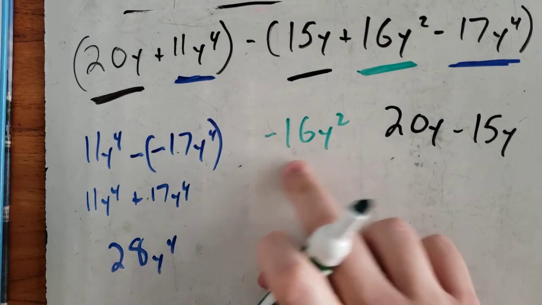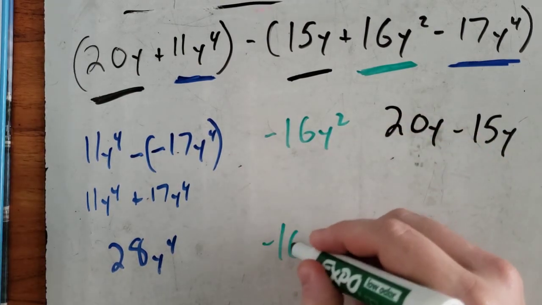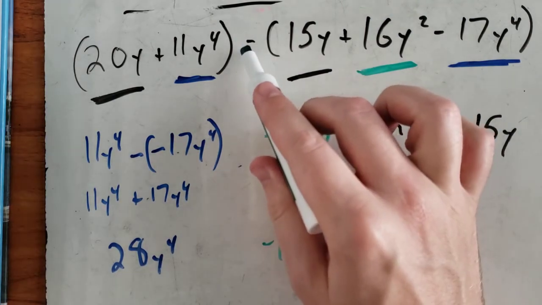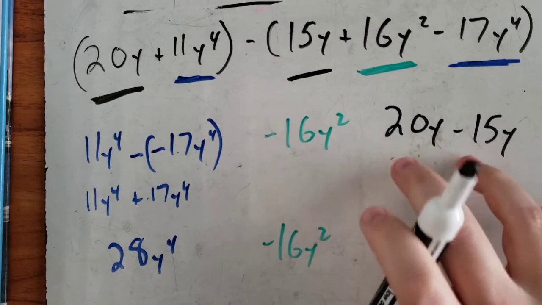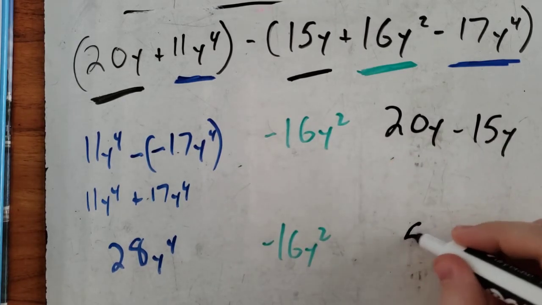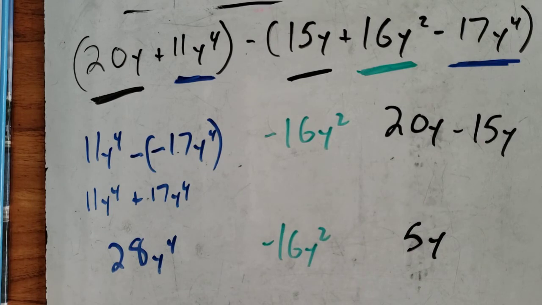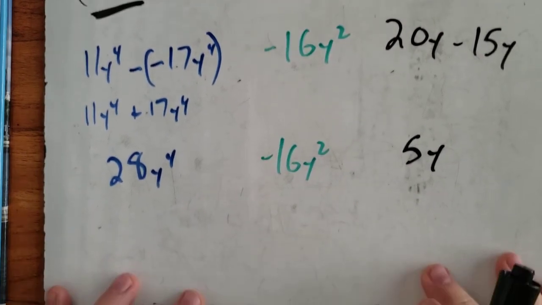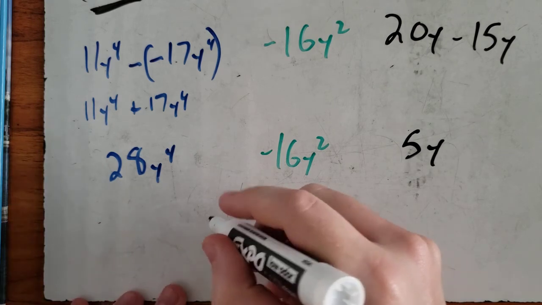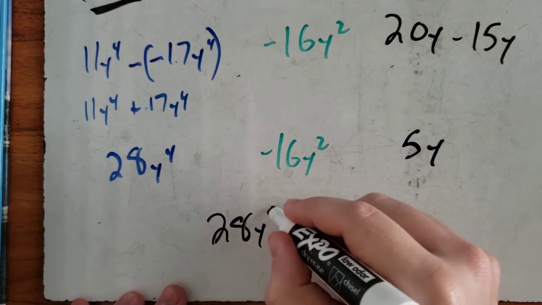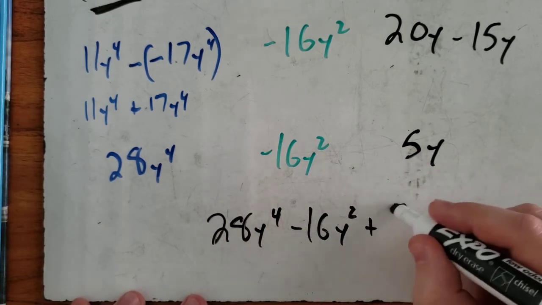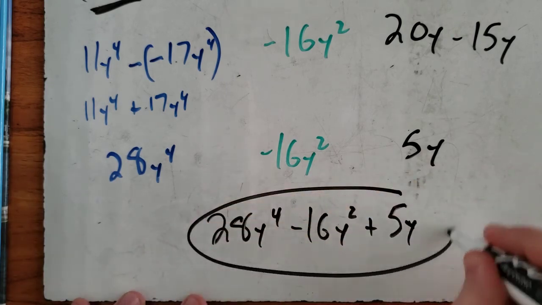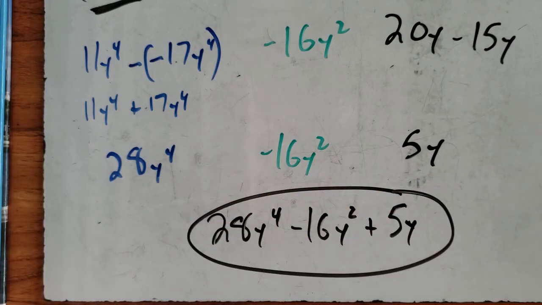Our second term, negative 16y squared, is by itself, so it stays that way. Remember, it's negative because we have a minus as our main sign in our problem. And the last one, we have 20y minus 15y, big numbers, subtract them, 20 minus 15 is 5y. Now put these all together in our final polynomial. We have 28y to the 4th minus 16y to the 2nd plus 5y. That's our final answer.